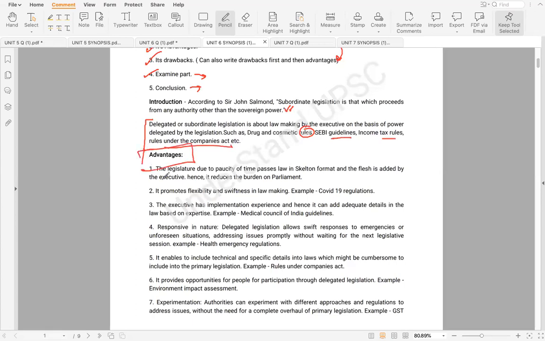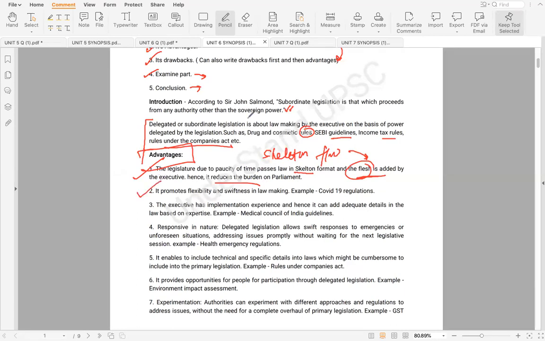Directly hitting on to the advantages: the legislature, due to paucity of time, passes law in skeleton format and the flesh is added by the executive. This is a good keyword that you can always use, because the legislature has a lot of other things to do as well. So a skeleton framework is provided by the legislature. However, the flesh is left to be added by the executive in terms of delegated legislation. So this reduces the burden on the Parliament.